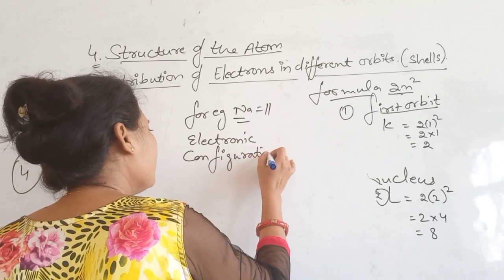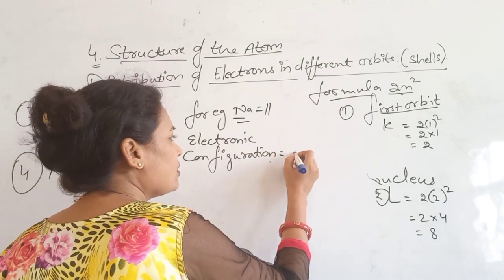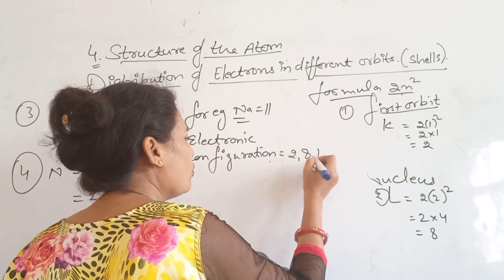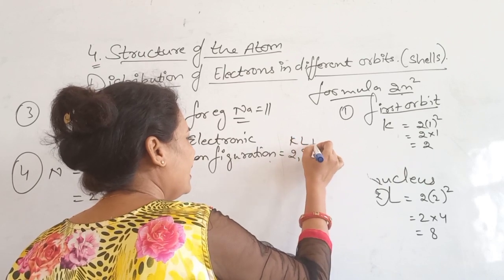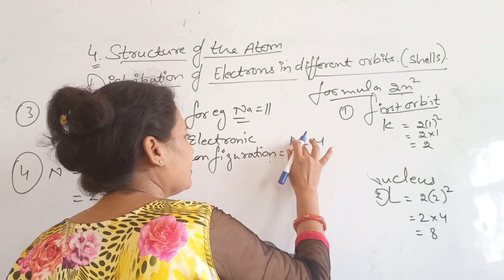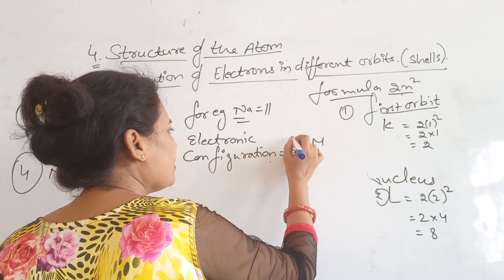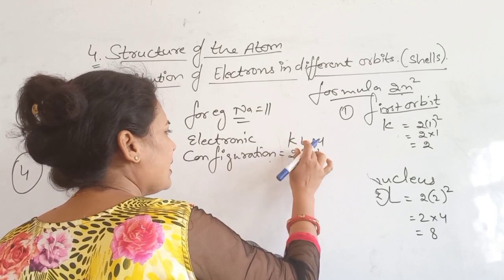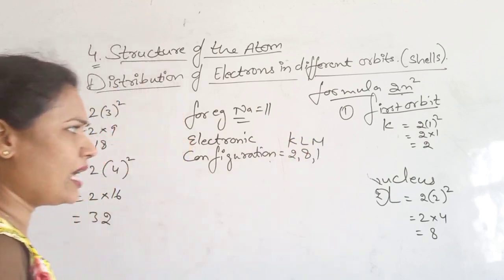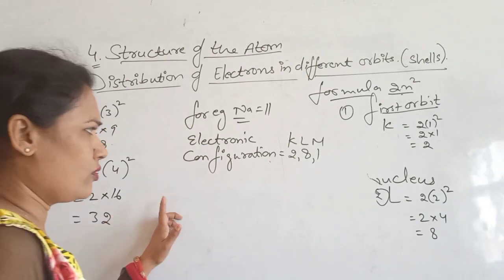The electronic configuration of sodium is 2, 8, 1 for K, L, M. The K shell contains 2 electrons, L contains 8 electrons, and M contains 1 electron.